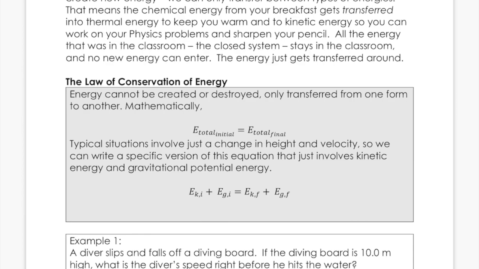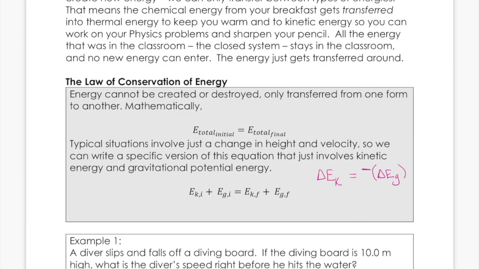So we can write out a specific version of this equation where the initial kinetic energy plus the initial gravitational energy is going to be equal to the final kinetic energy plus the final gravitational energy. We'll also find that the change in kinetic energy is equal to negative, and generally I want to put in parentheses, negative change in gravitational energy.